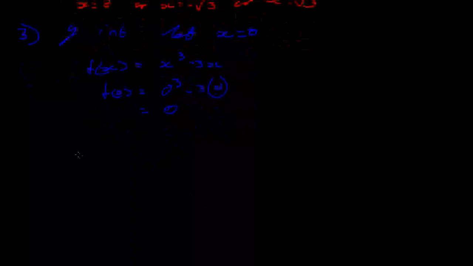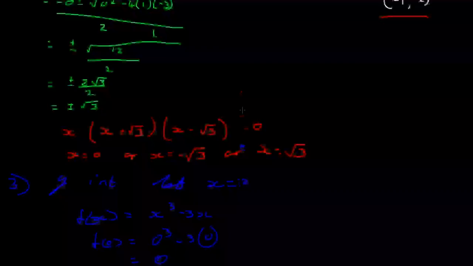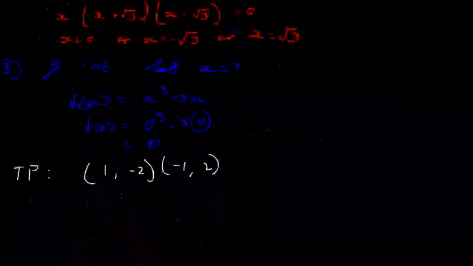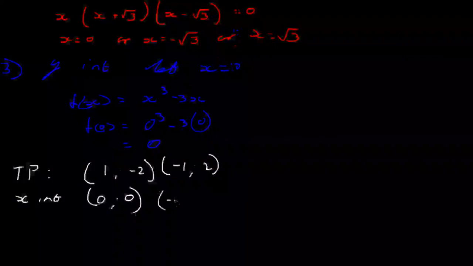So what do we now know? We know everything we need. We know that our turning points are at, what were they? (1, minus 2) and (minus 1, 2). So there's our two turning points. Our x-intercepts are at the points (0, 0), (minus root 3, 0), and (root 3, 0). Okay.